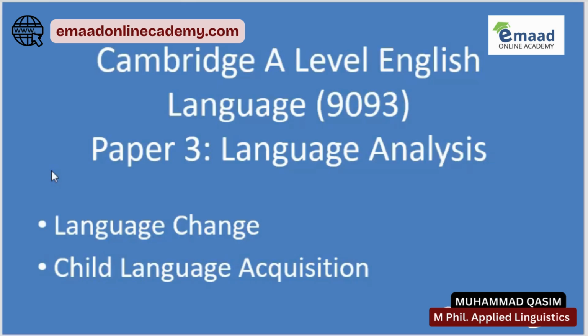We are talking about Cambridge A-Level English Language 9093, and now we are going to discuss paper 3. Paper 3 also has 50 marks. So paper 3, that is language analysis, actually has two sections. Section A, that is language change, and in section B we will be doing language analysis based on the topic of child language acquisition. So both are really interesting topics.